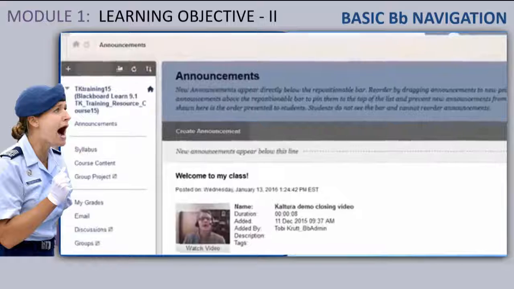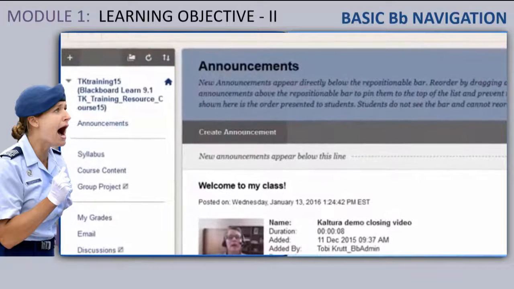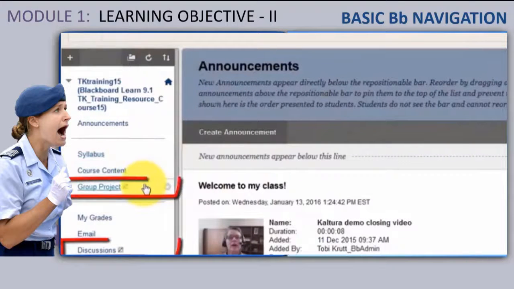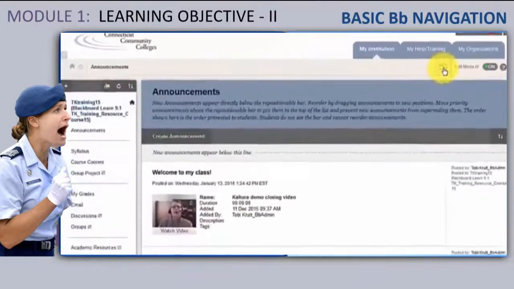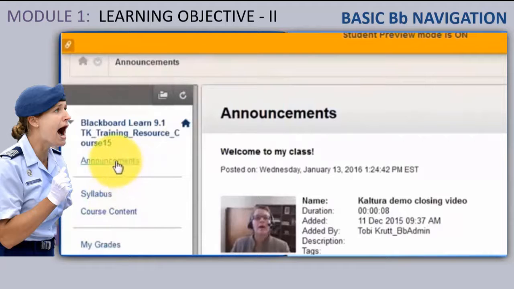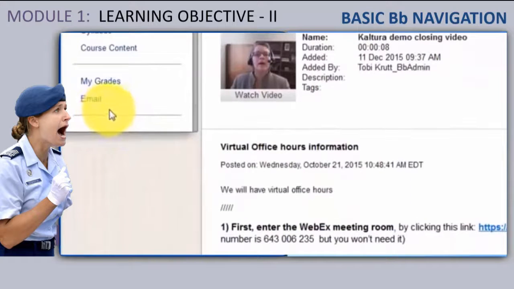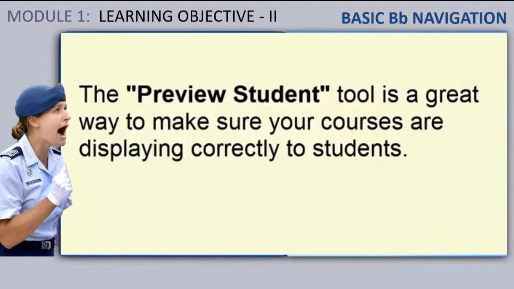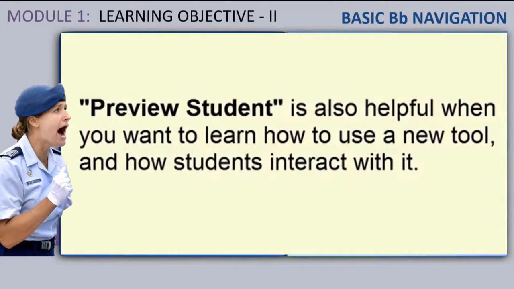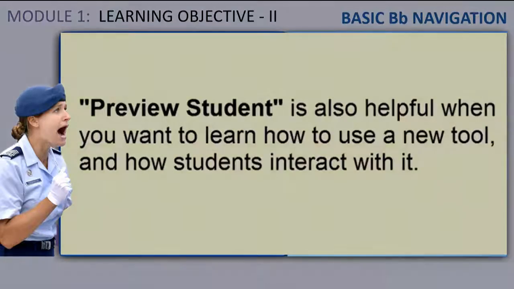Before I actually click the button and enter Student Preview, please notice that I have a few buttons on my course menu that are hidden from students. For example, Group Project, Discussions, and Groups. Now I'm going to enter Student Preview. Notice that I no longer see those buttons on the menu, nor do I see the control panel down below the course menu. Preview Student tool is a great way to make sure your courses are showing to students the way you want them to, and also to learn how to use new Blackboard tools and functions.